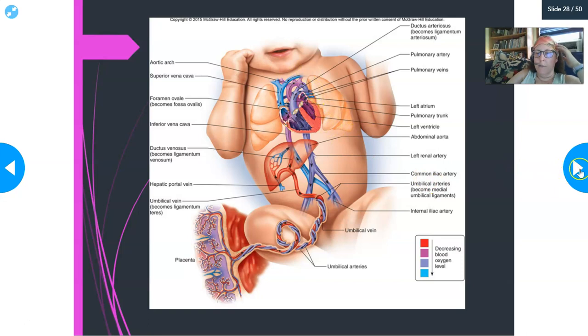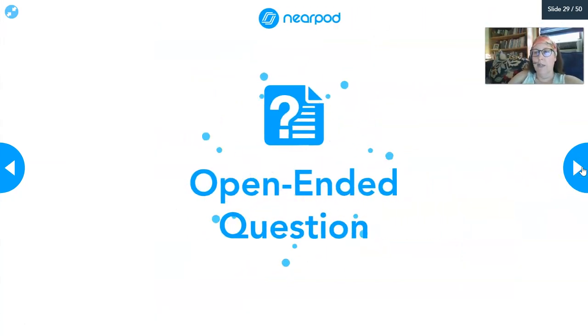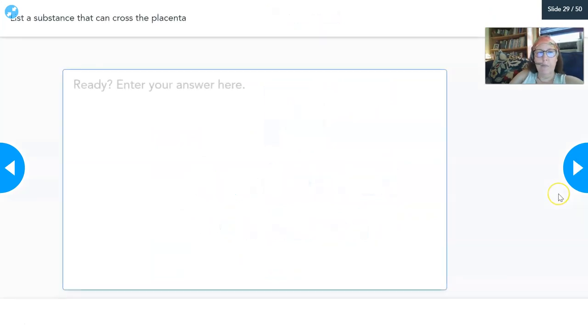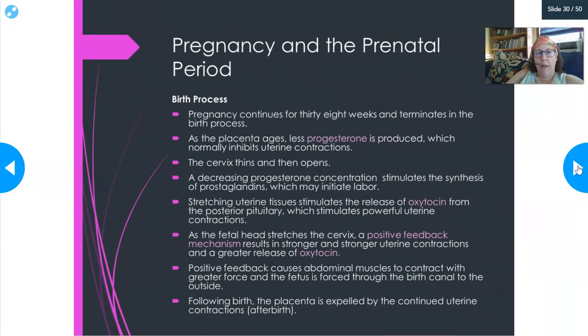Anyway, all of these adaptations allow the baby to get the nutrients and oxygen that it needs while it's in the womb. So, list of substances that can cross the placenta. You can put something good, something bad. There's a lot of things that can cross the placenta and get into the baby's bloodstream.